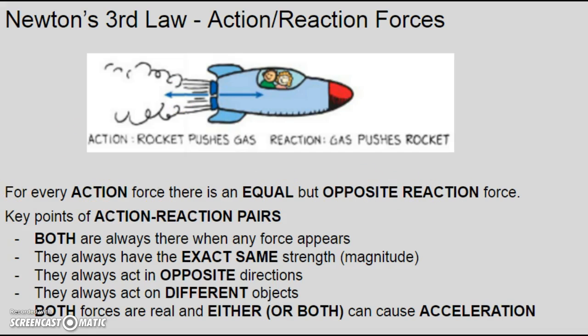The key points here, that when we look at action-reaction pairs, both are always there when any force appears. They always have the exact same strength or magnitude, but they act in opposite directions. So we would say to the right is positive and left is negative. They act on different objects, and this is why they don't cancel out. Both forces are real, and either or both can cause an acceleration.